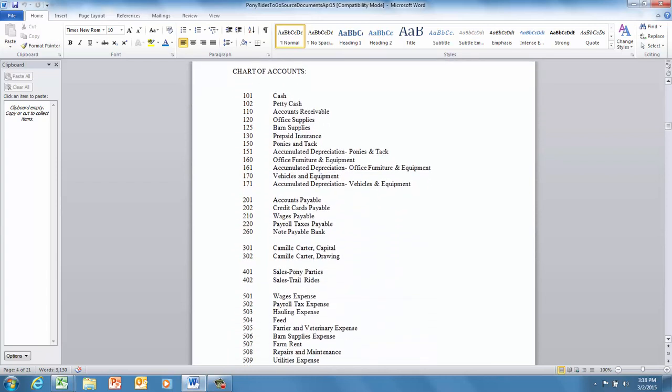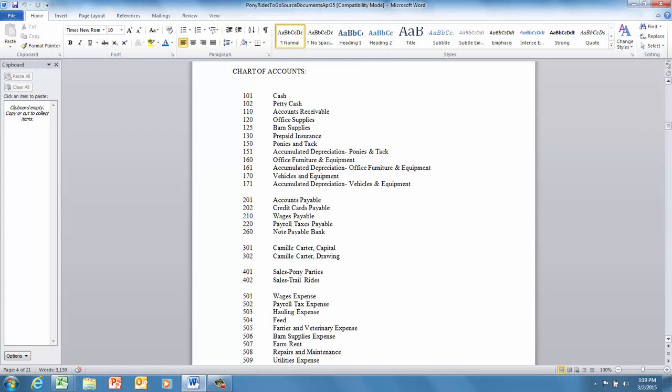Here's your chart of accounts. These are the accounts that you need to use for the project. And notice that all the assets start with a 1, and the liabilities with a 2, and the owner's equity with a 3, revenues with a 4, and expenses with a 5.